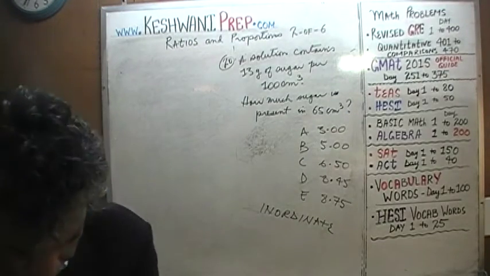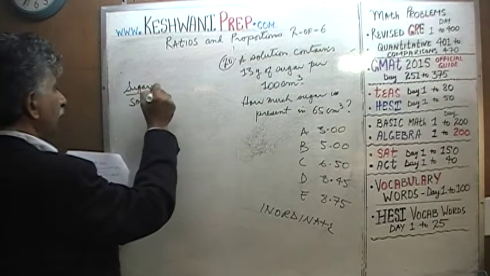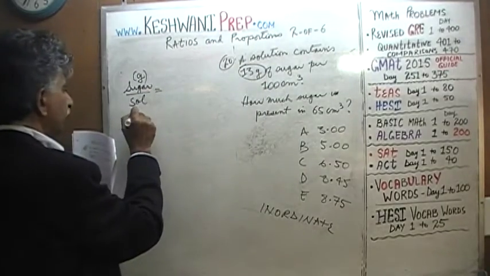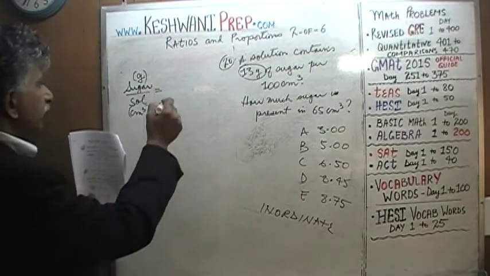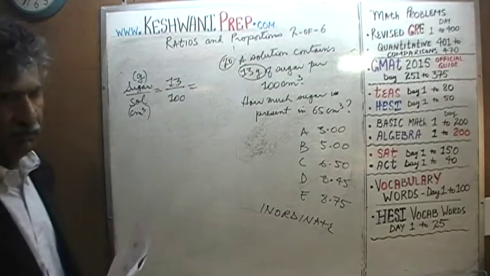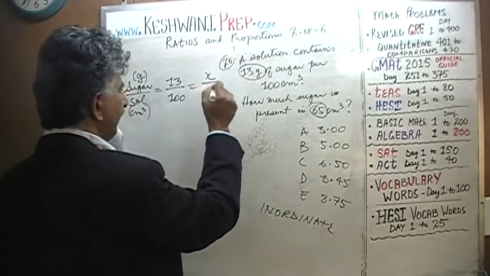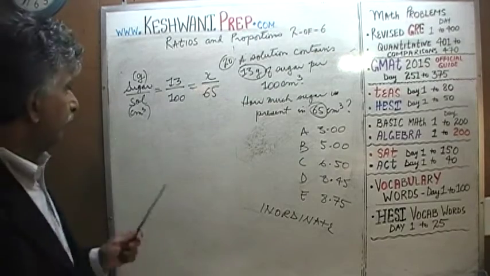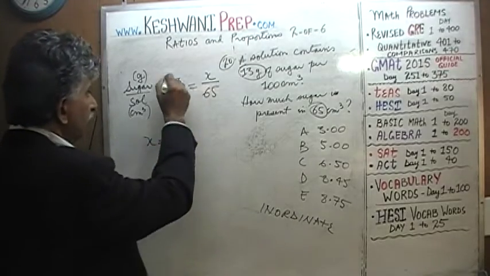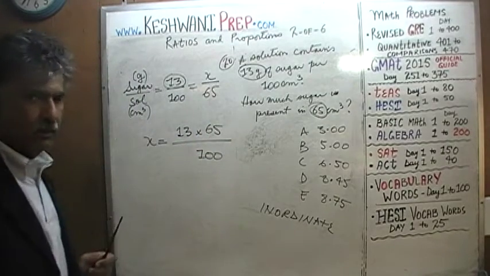Let's set it up as a proportion problem. We have a proportion of sugar to solution. We are told that we have 13 grams of sugar. The sugar is presented in terms of gram, the solution in terms of cubic centimeter. We know that 13 grams of sugar is present in 100 cubic centimeter of solution. The question is, how much would you have if the solution is only 65 cubic centimeter? Just multiply both sides by 65 and we can get rid of 65 from the bottom. So x would have to equal 13 times 65 over 100, and we are done.